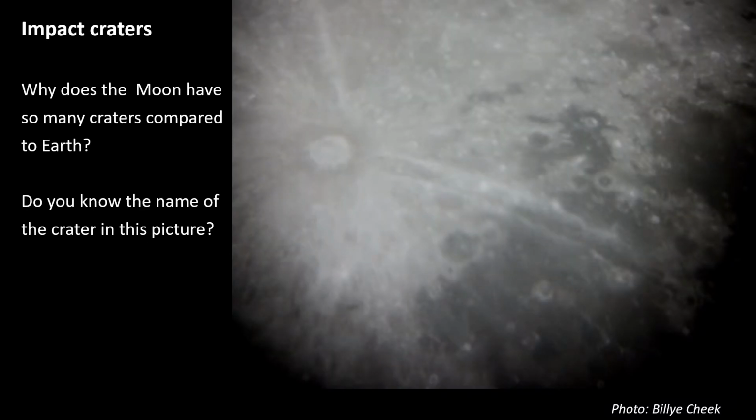Other important features are impact craters. The moon is just riddled with craters. The moon has so many more craters compared to the Earth because the Earth has an atmosphere. Wind on the Earth can erode craters, and water can also fill them up. Since the moon does not have an atmosphere, the craters are preserved. The crater shown in this image is Tycho crater.